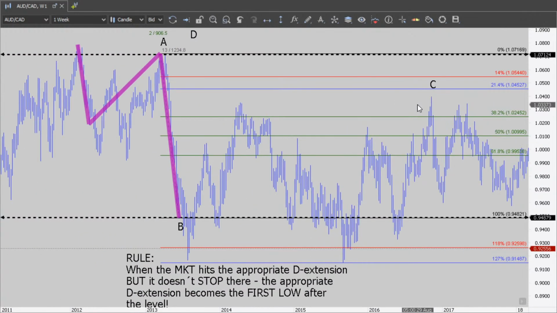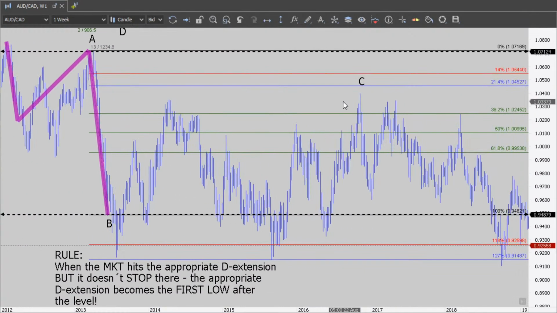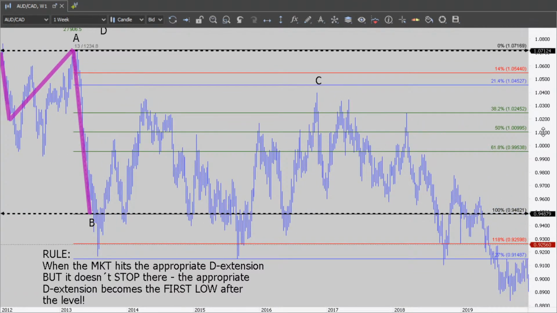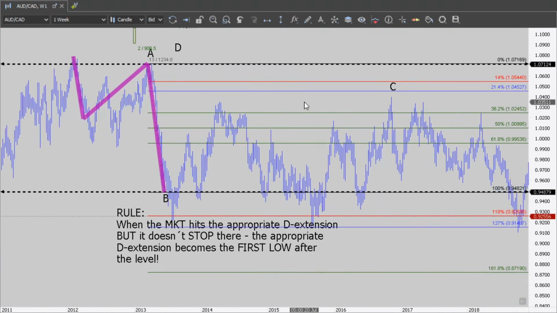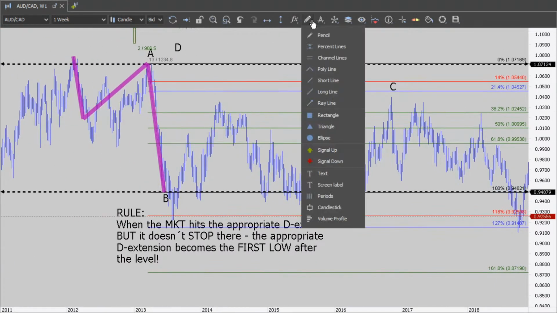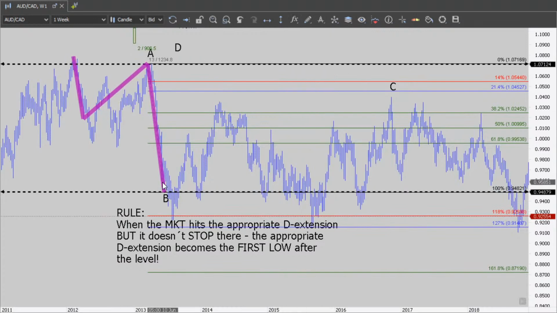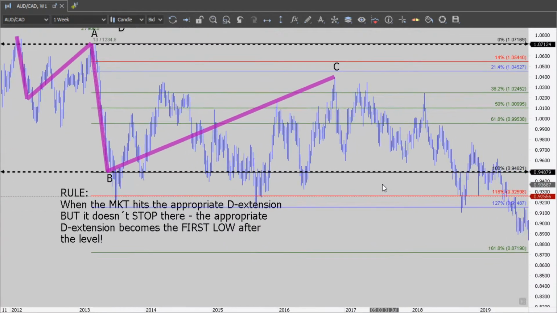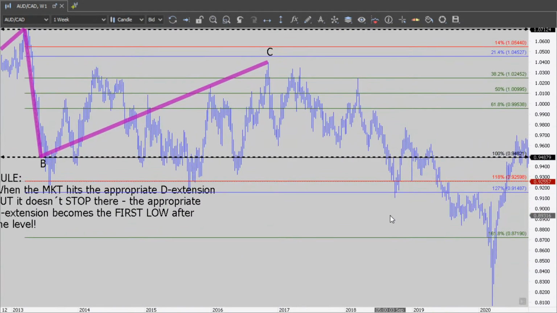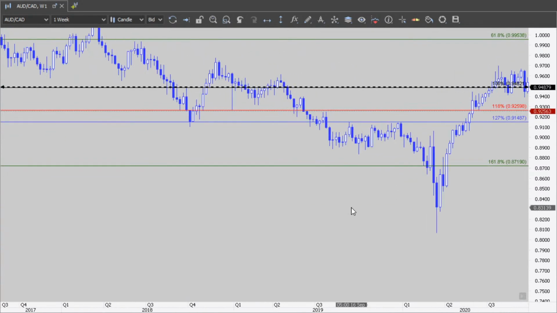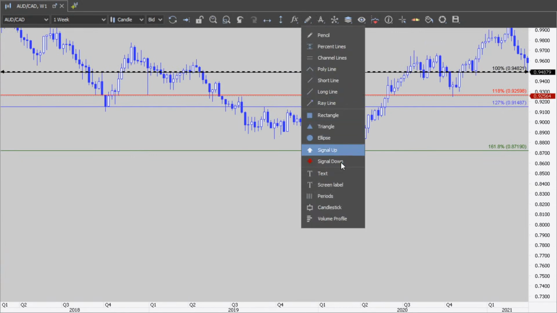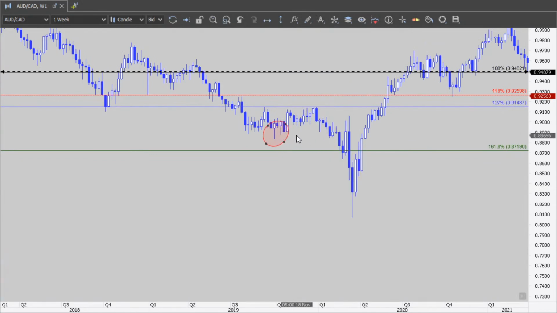And then we're going to monitor the market, and finally, A to B, B to C, right? And green goes to green. Well, this is the easy one, right? Which one is the appropriate D extension? The first circle or the second circle?